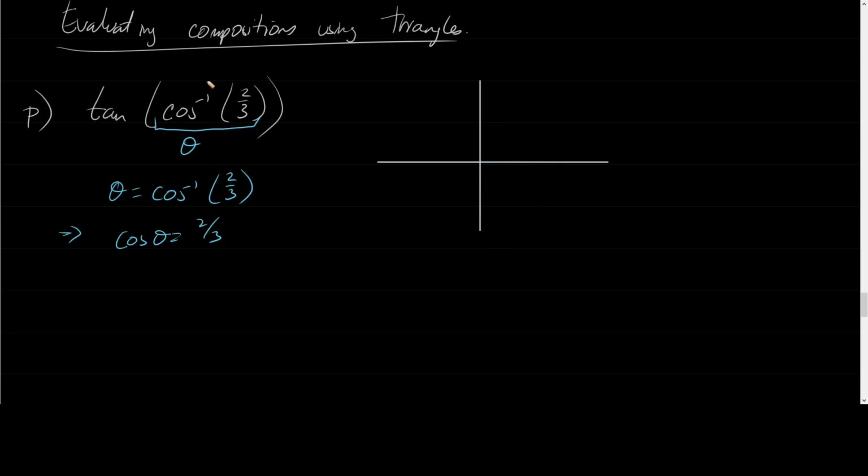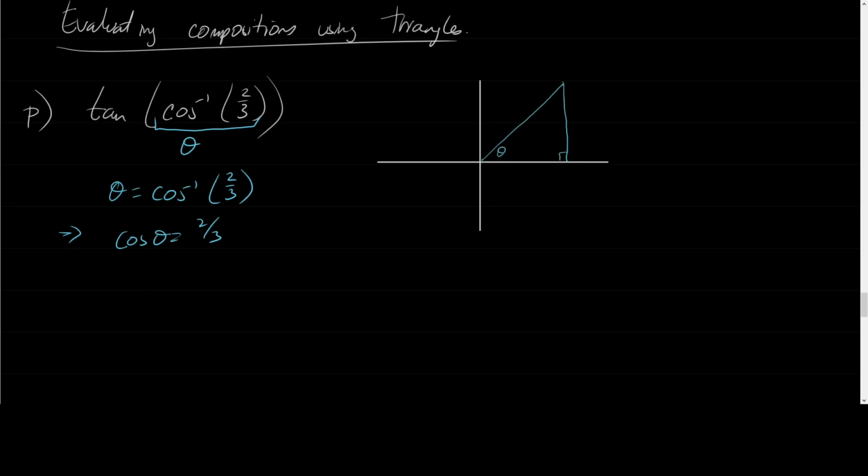Recall that cosine inverse exists only on the top half of the unit circle, so cosine inverse must be on the top half. And we have a positive value there, 2/3, meaning that we have to be in the first quadrant. If we had cosine inverse with a negative value, we'd be in the second quadrant. So we're in the first quadrant. All right, here's our theta.